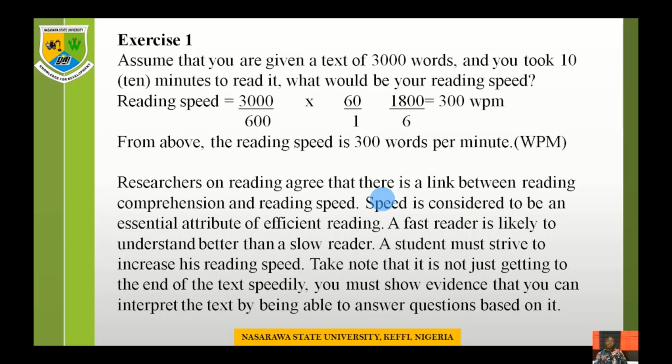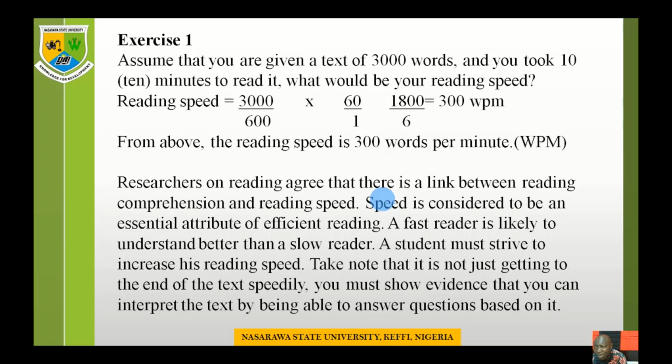Now, reading speed from that formula is the number of words in the text all over the number of seconds taken to read the text. The number of words in the text is 3,000. Words is what we have as the number of words, all over the number of seconds taken to read the text.